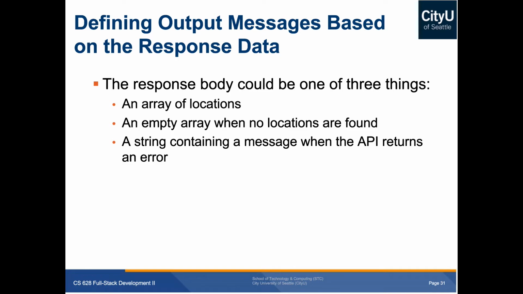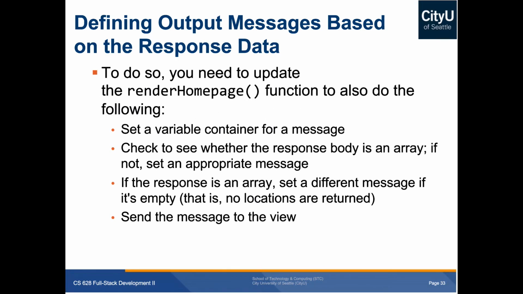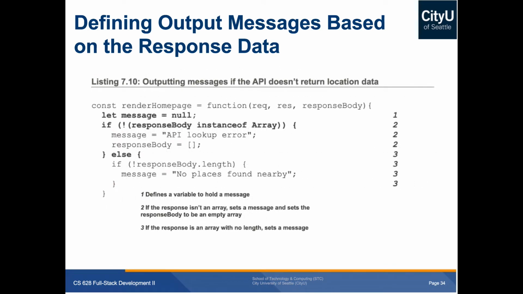Now defining output messages based on the response data. The response could be one of three things: an array of locations, an empty array with no locations, or a string containing an error message. Okay, you want the error message to be sent to the view as well so that the user knows, or the application knows. To do so, you need to update the render homepage function to also do the following. So we're doing more refactoring, okay? Set a variable container for a message. Check whether the response body is an array. If not, send the message, right? Now we see the importance of sending errors and messages all the time.